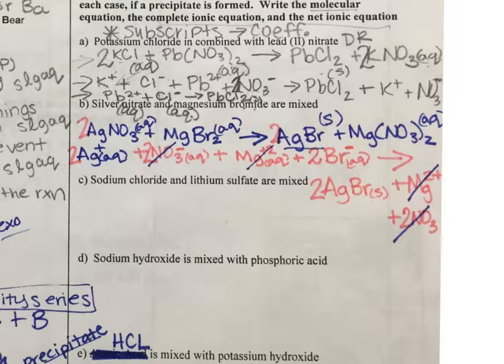Okay, so let's put our focus on letter C. So sodium chloride and lithium sulfate. NaCl, Li2SO4. Right? Okay, if these are both aqueous to begin with, what's going to happen? But look at your products. Does anything actually happen? According to what you will see in the lab.